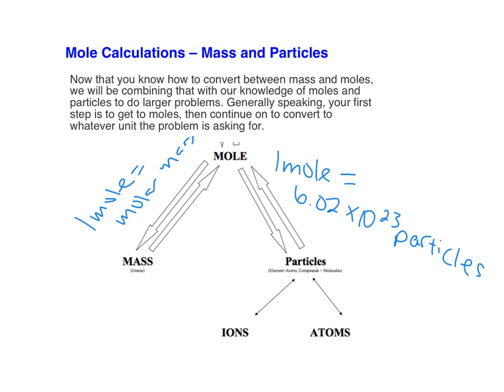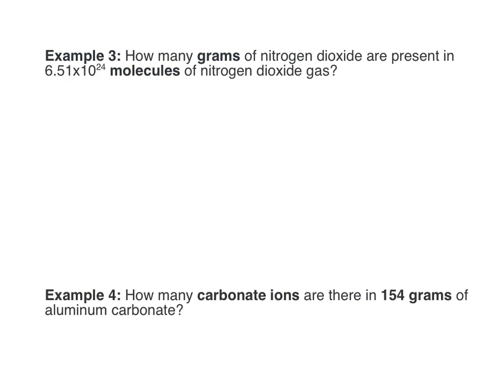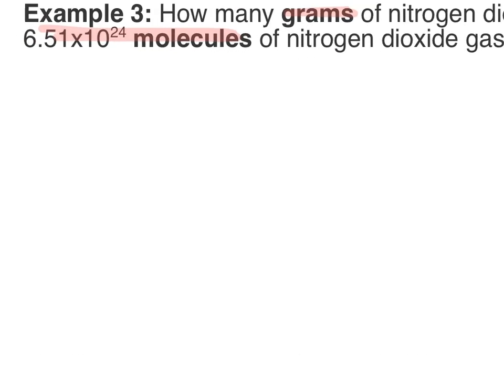Now, if you notice, no matter what we do, the first thing we're going to have to do is take it to moles. If we're starting with mass and we wanted to get to particles, the only way to do that is to go through moles back down to particles, or vice versa. If we're going to start maybe down there with ions, first we're going to convert it to our molecules, then to moles, and then to grams. So really, no matter what you need to do, the first step you need to do is to get it to moles. So let's check out our first example. We want to find grams, and we're given 6.51 times 10 to the 24th molecules. So we're going to start with our given here.